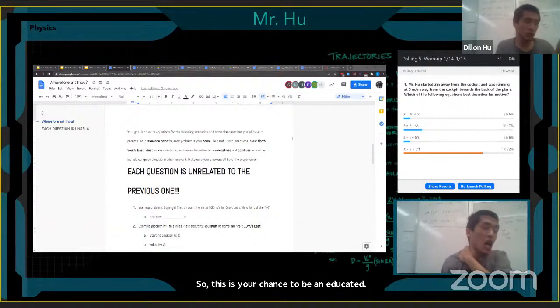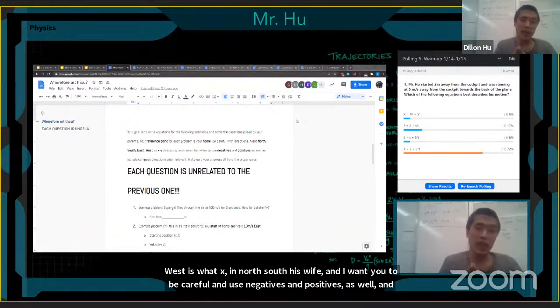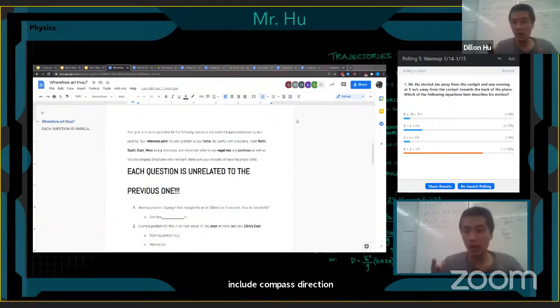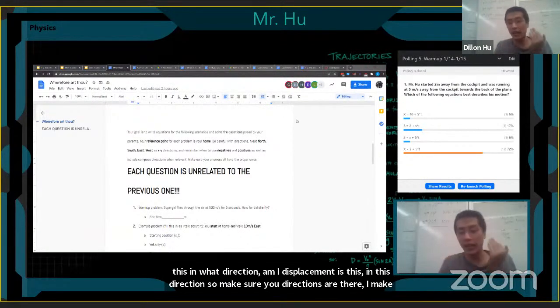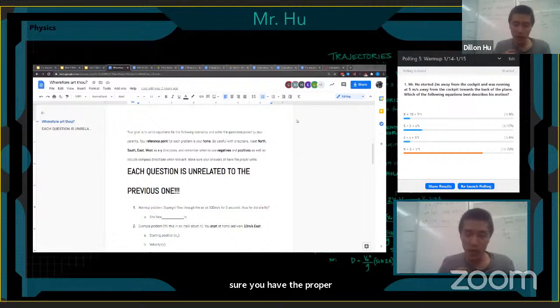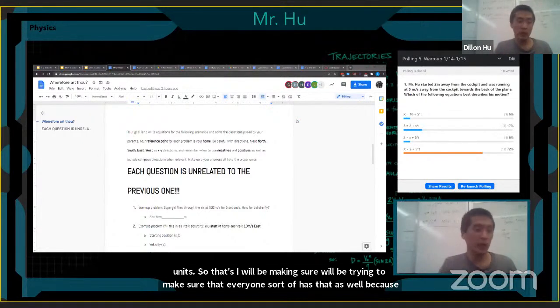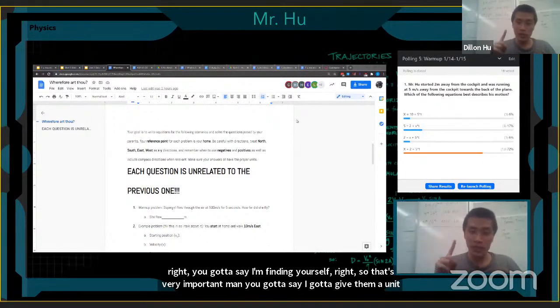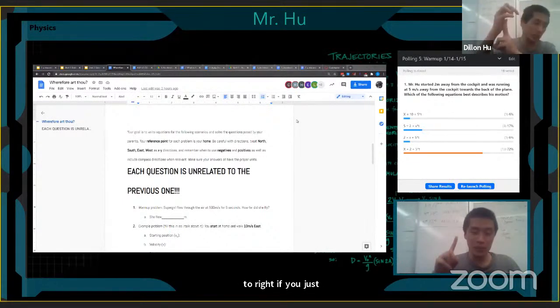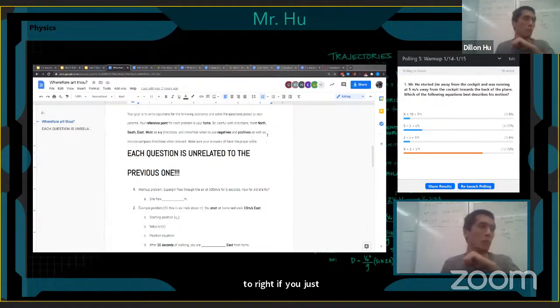I will be trying to make sure that everyone has that as well, because that's very important, because your parents want to know. It's important, right? If you just say, hey, I'm 100 meters, right? They don't know if you're south or north, right? You got to say I'm 100 meters south, right? And you got to give them a unit too, right? If you just say I'm 100 north, are you 100 miles? Are you 100 kilometers, right? Your parents could start freaking out, or they could be like, oh, you're in the yard because you're 100 meters away. So that's very careful, right? You want to tell them exactly where you are, because they want to know exactly where you are. Otherwise, they're going to freak out. So you need to give them an exact unit and an exact direction. Very important.